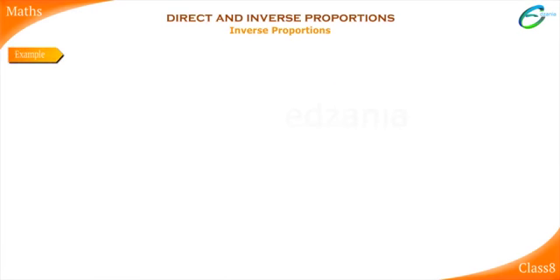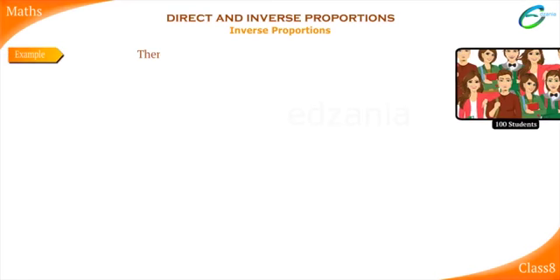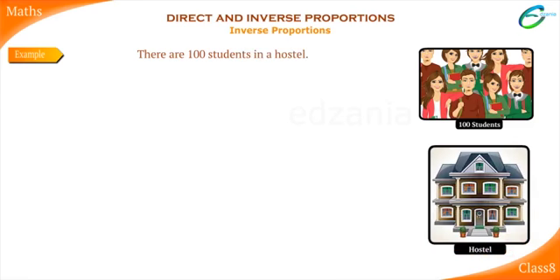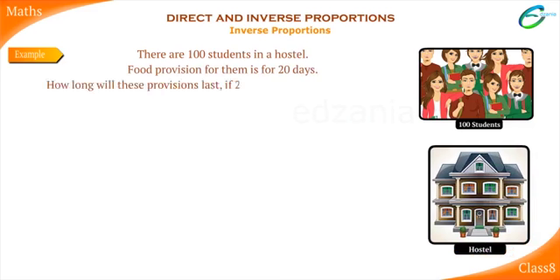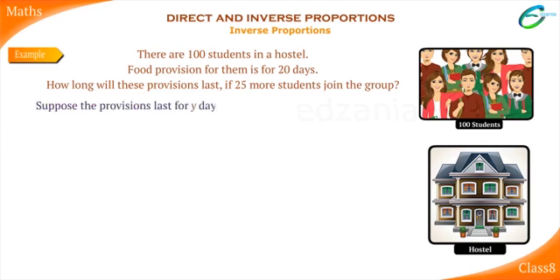Let us now solve few problems related to inverse proportions. There are 100 students in a hostel. Food provision for them is for 20 days. How long will these provisions last if 25 more students join the group? Suppose the provisions last for y days when the number of students is 125.